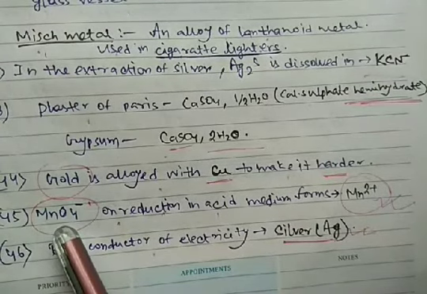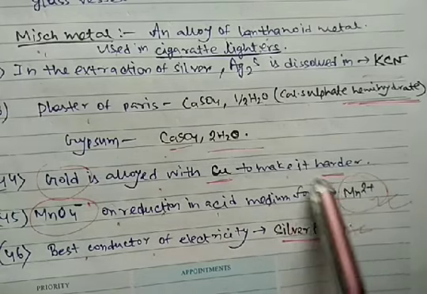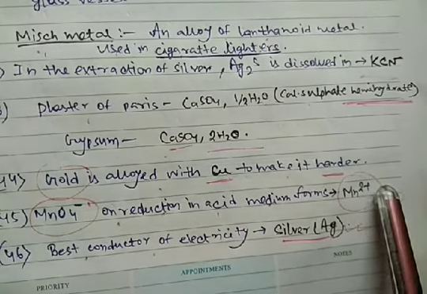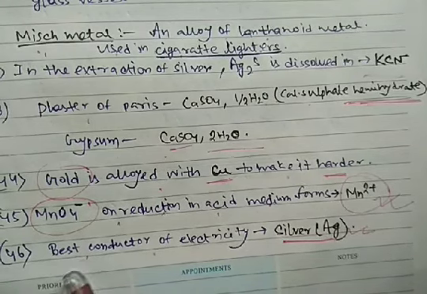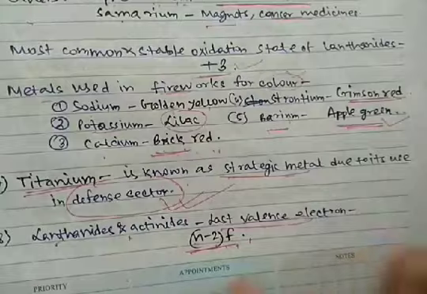MnO4 minus, on reduction in acid medium, forms Mn2+ ion. Next, the best conductor of electricity is silver, that is Ag. Coming to the next page. Here I have 3 topics.